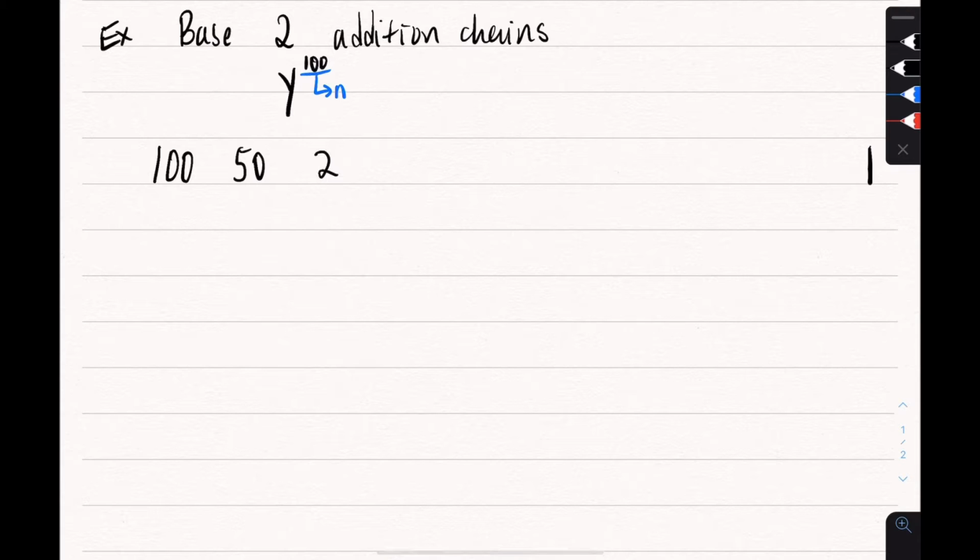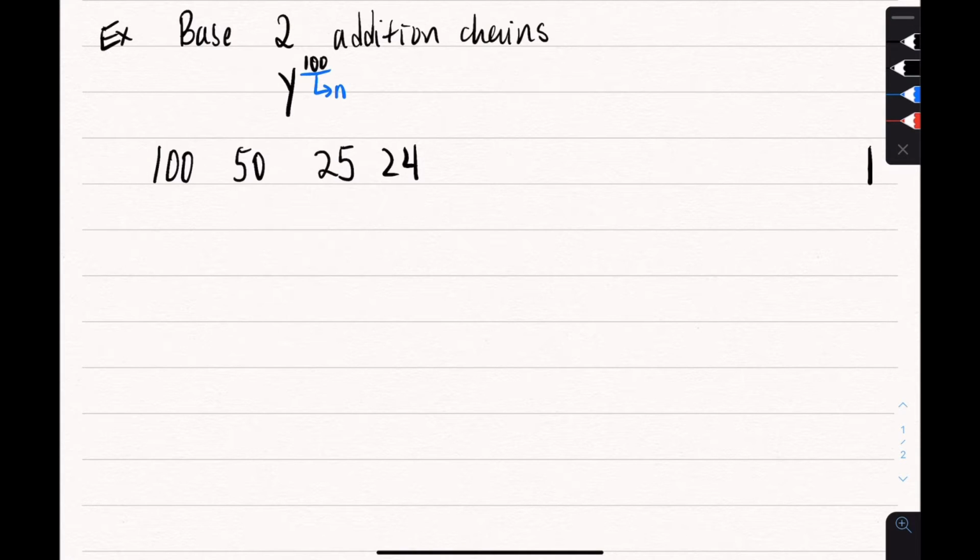Similarly, 50 is divisible by 2. Okay. And now we stop. 25 is obviously not divisible by 2. But 24 is divisible by 2. Now, why was I able to write down 24? It's because 25 minus 1 is 24. Which means 1 plus 24 is equal to 25, which satisfies the third addition chain rule.